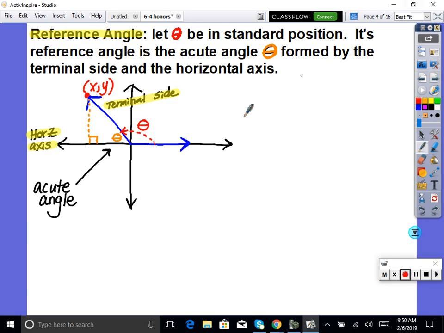So wherever we're at, we always will drop right down to the x-axis, create a 90-degree triangle, and then our reference angle will always be positive. And then we will just have right triangle trig, no big deal.